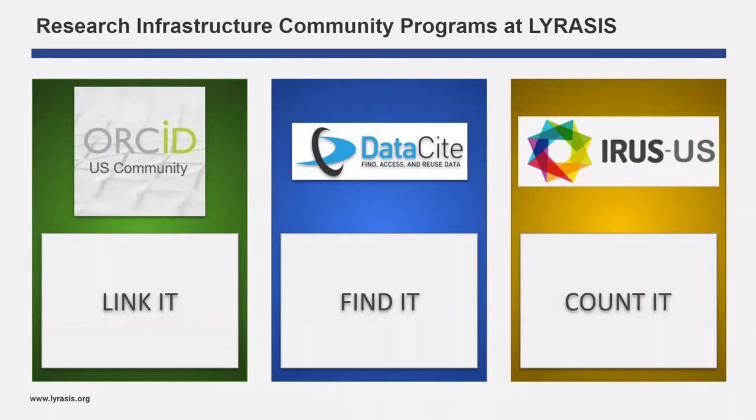To support institutional goals reliant on these shared standards, LYRASIS serves as the community home for three consortial programs designed to lower the barrier of participation for using open research infrastructure best practices: the ORCID US Community, the LYRASIS DataCite US Community for DOIs, and the IRUS US Community, which stands for Institutional Repository Usage Statistics. So next, we will talk a little bit more about each of these programs.